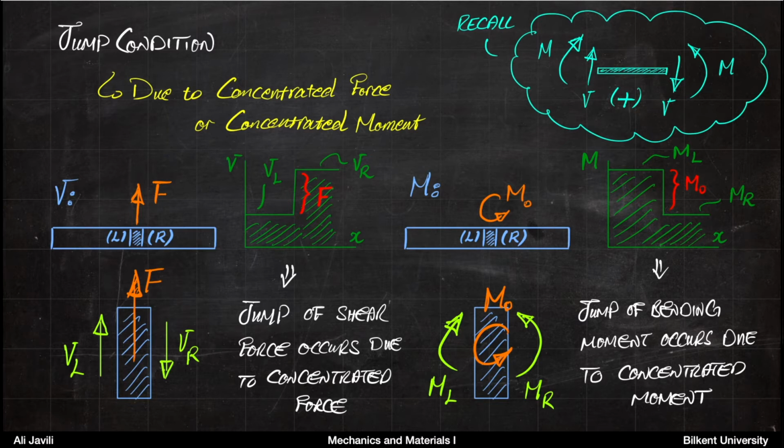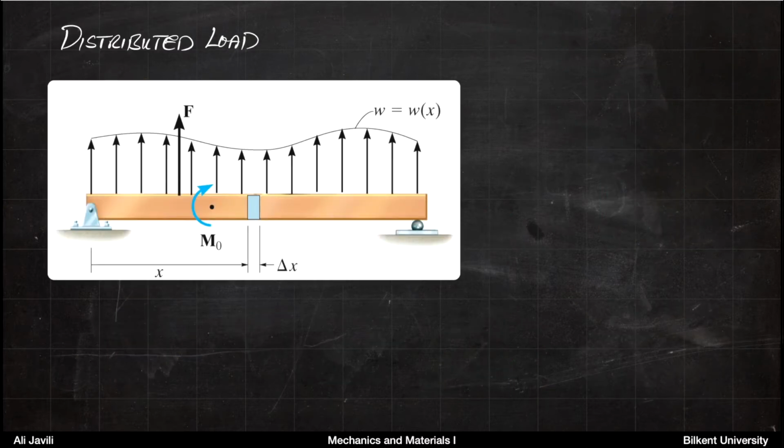All right, so this is our first message here. This is understanding the jump conditions. What we want to do next is to approach the same problem, but now dealing with distributed loads.